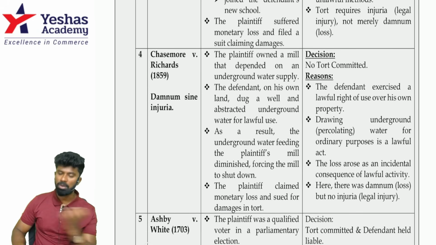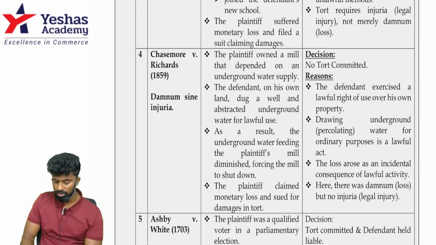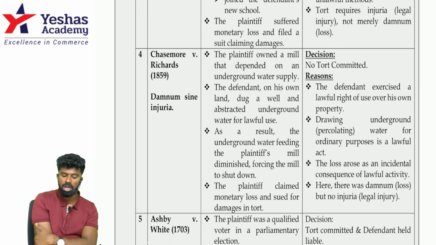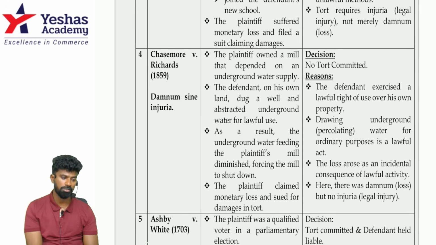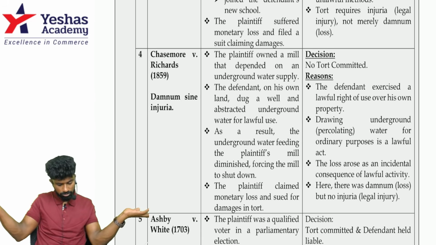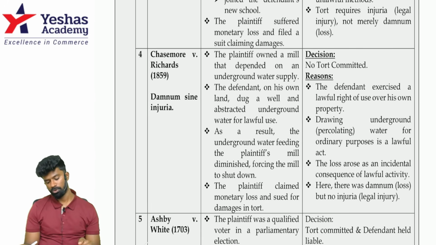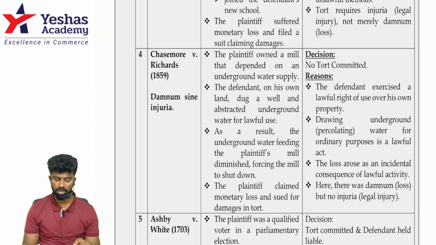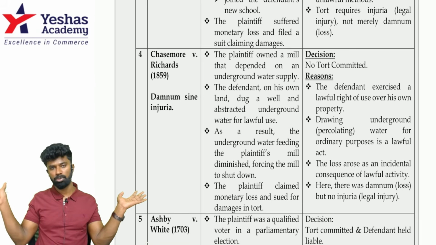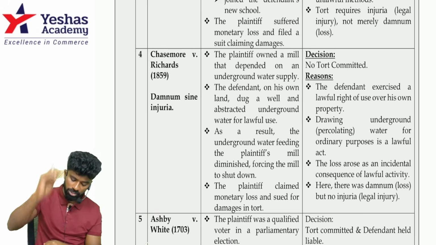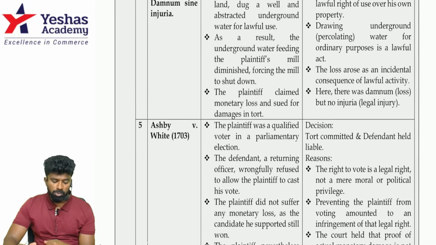Can you guys read the full para, please? I want everyone to read the points. Read. A defendant on his own land dug a well and abstracted underground water for lawful use. As a result, the underground water was reduced. The plaintiff claimed monetary loss. Will he succeed? No, because it is not a tort. Because there is no infringement of right.